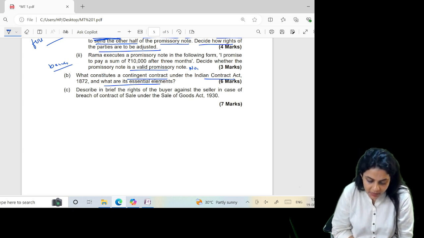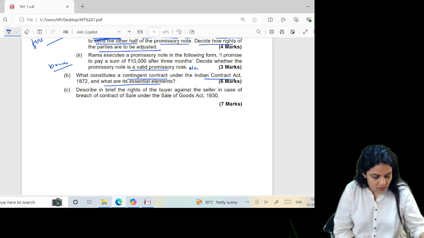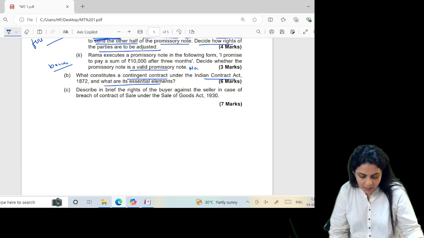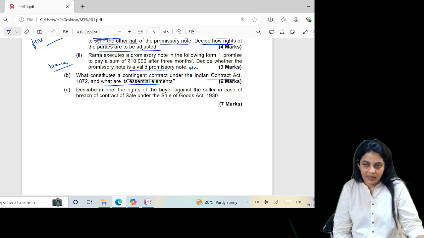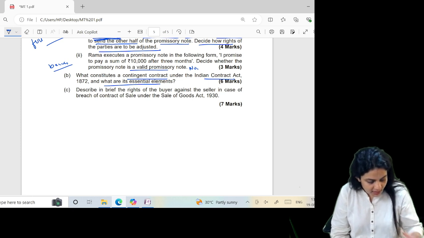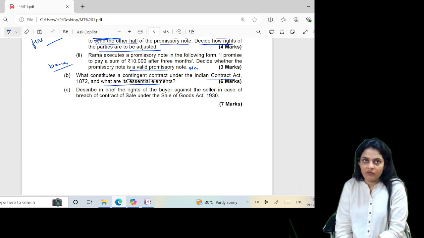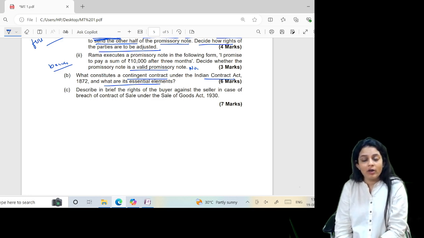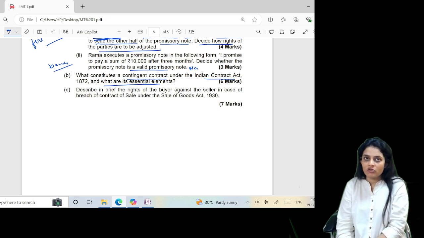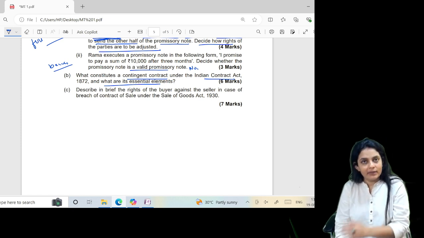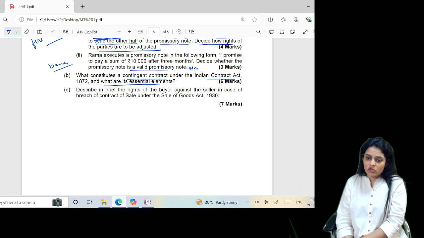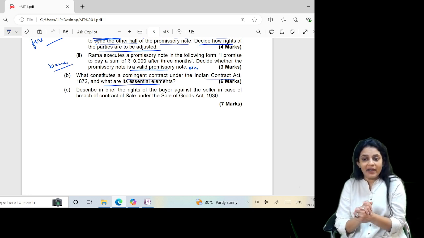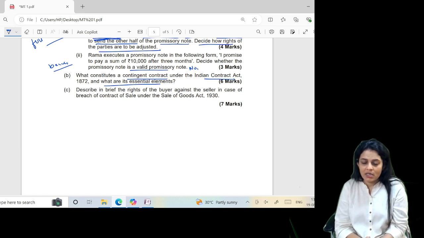Describe in brief the rights of the buyer against the seller. First, damages for non-delivery of goods. Then second is to sue for specific performance. Then the third one is if there is a breach of warranty or if there is a breach of condition treated as a breach of warranty, he can sue for damages. And if there is a breach of condition or he has paid advance money but he does not get the goods, he can sue for the refund of the price.